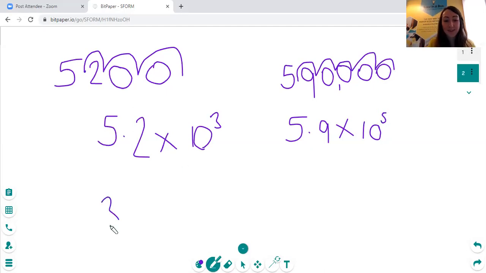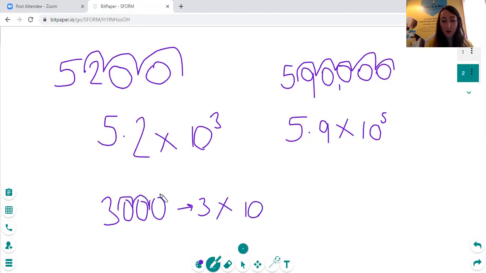Let's try another one. 3,000. That becomes 3 times 10 to the power of 1, 2, 3. Okay, so standard form is just a way of writing very big numbers or very small numbers. So far we've only looked at big numbers. These are all positive, the 3 here, the 5 here, the 3 here. But let's take a look at negative numbers next.